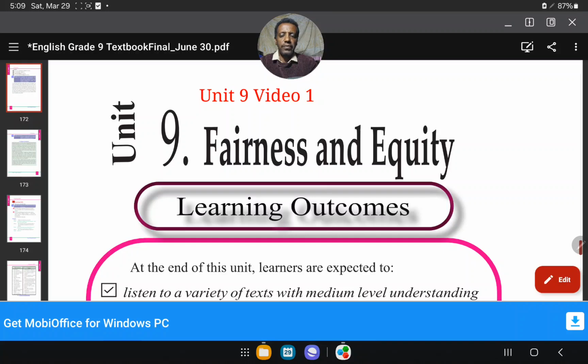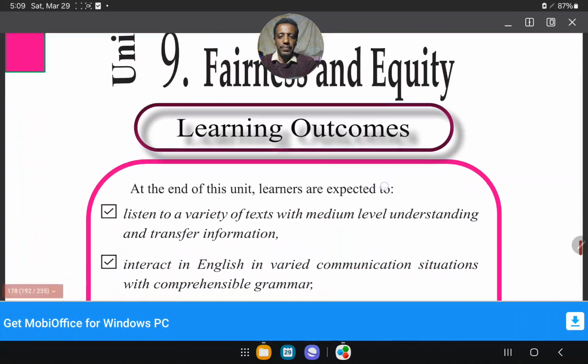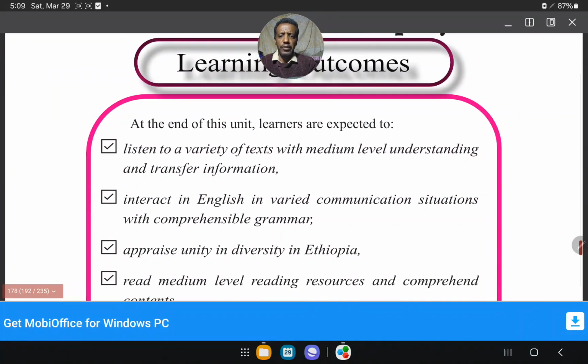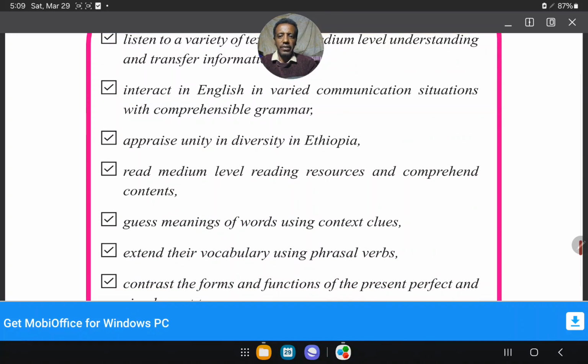What do you expect from this unit? What are the objectives? Let me show you here. At the end of this unit, learners are expected to listen to a variety of texts with a medium level understanding and transfer information. Interact in English in varied communication situations with comprehensible grammar. We'll see grammar too. Appraise unity and diversity in Ethiopia, because we have many nations and nationalities. So we'll see that in this unit.